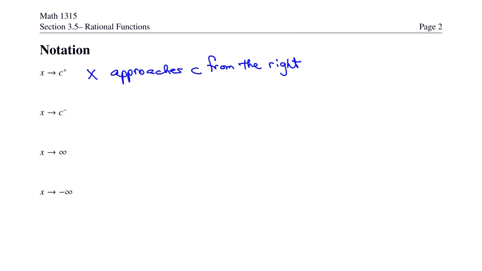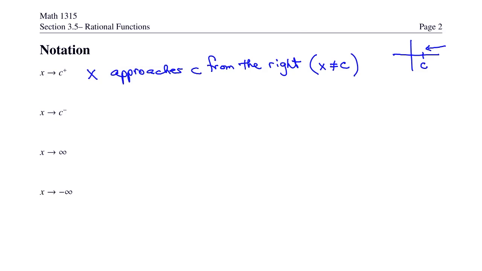So basically, if you're looking, here's where x is equal to c, you're going to be looking at the function as it comes in from the right side and gets closer and closer to c. Now there is one other part to this, and it's that x is not equal to c. When you say x is approaching c from the right, you never really consider that x could be equal to the number that you get to.